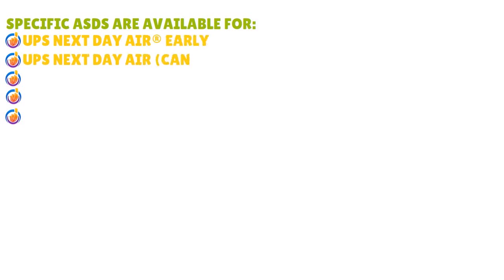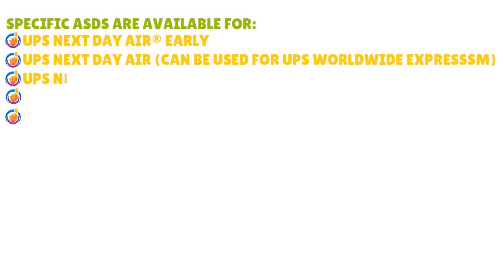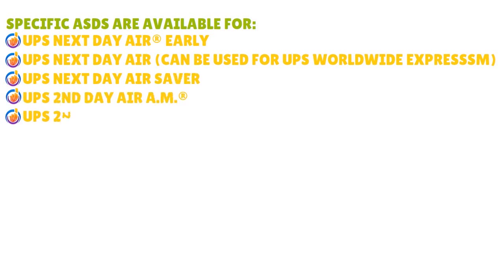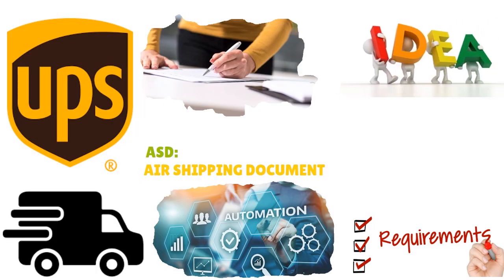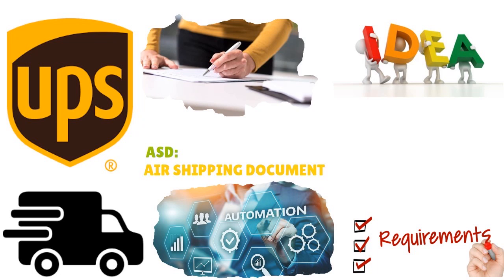So specific ASDs are available for UPS Next Day Air and Next Day Air Early. That's kind of cool. You have a UPS Next Day Air, which can be used for UPS Worldwide Express. You have UPS Next Day Air Saver. You have UPS Second Day Air AM, and then you have a UPS Second Day Air. So this gives you an idea of what the ASDs can apply for.